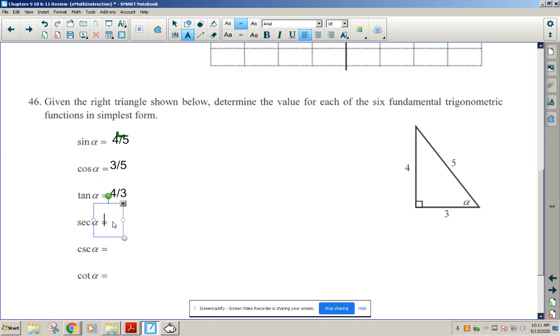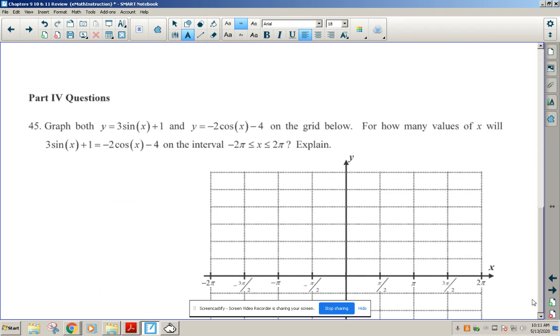Now secant is the reciprocal of cosine, 5/3. Cosecant is the reciprocal of sine, 5/4. Cotangent, reciprocal of tangent, 3/4. So you know one, you know them all. You heard me say that many, many times on all of our papers.